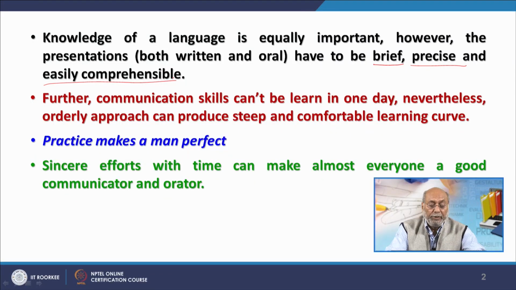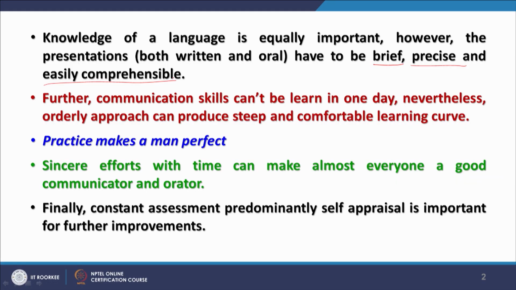So, that is a good practice, keep practicing, and one day one should be able to communicate in a much better manner. Sincere efforts with time are also required, and that makes almost everyone a good communicator and orator. So, if sincere efforts are made towards communication of both kinds, then one can be very good. And finally, in this context, constant assessment, predominantly self-appraisal, is important for further improvements.